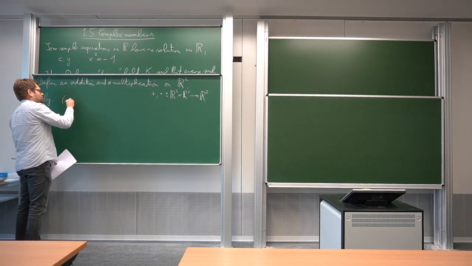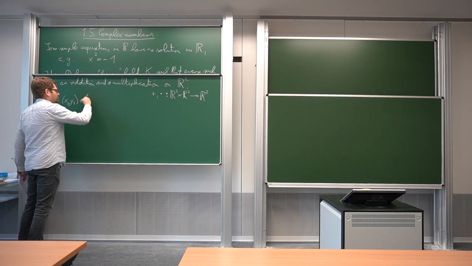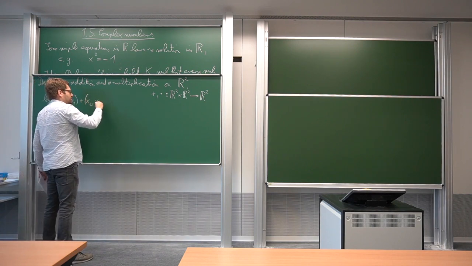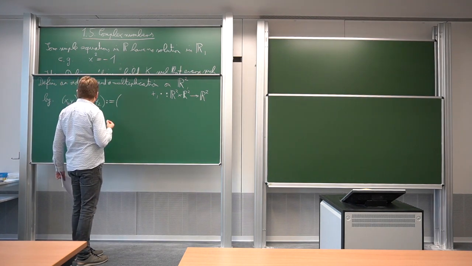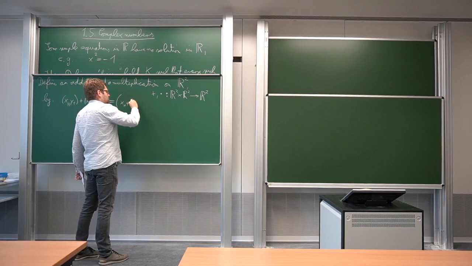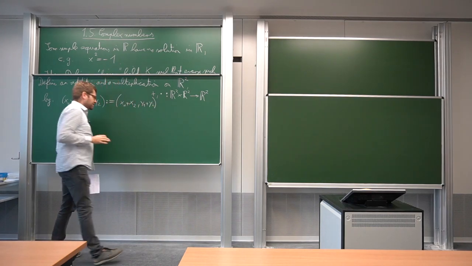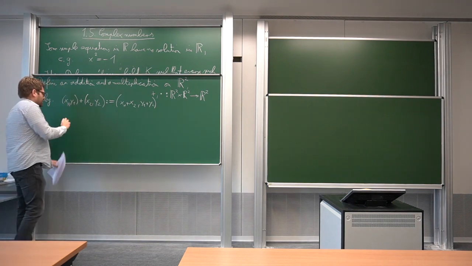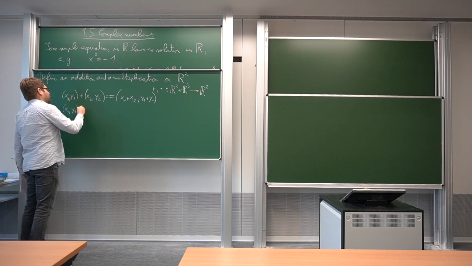If I take two points, x1, y1, and add this to some point x2, y2, I just do the component-wise addition, like you would do in R2 as a vector space: x1 plus x2, y1 plus y2. More on vector spaces much later in this lecture. And the product now looks a bit awkward. Namely, it looks like this.